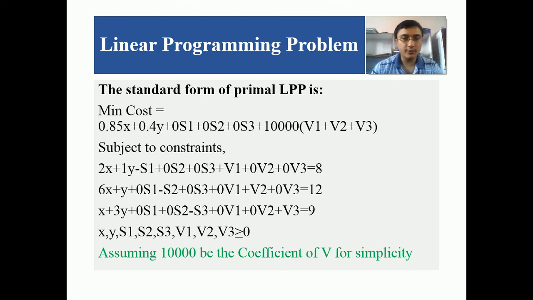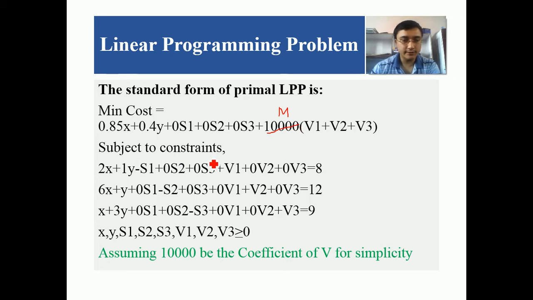The standard form of the primal LPP is minimum cost equals 0.85x plus 0.4y plus 0 times s1 plus 0 times s2 plus 0 times s3 plus 10,000 bracket v1 plus v2 plus v3. For simplicity, I have assumed the coefficient of v as 10,000, but in many textbooks we see it as M, and M is actually the standard form of using the coefficient of very large numbers, since the name itself suggests big M method.